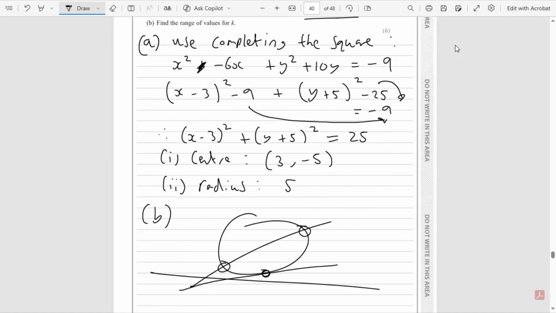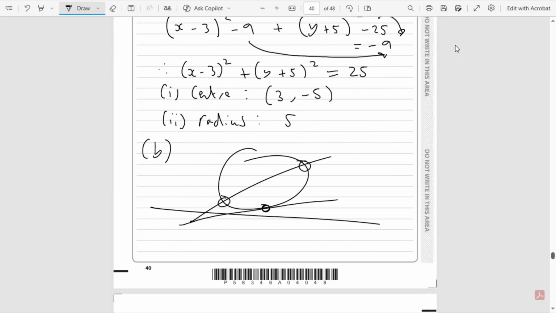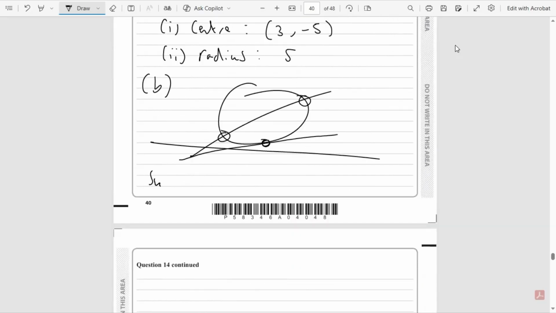So one way we could go about this is just to literally sub this equation into the circle, okay? Because when you sub y equals something into another equation, that allows you to find points of intersection. So let's just do that. It just makes logical sense to do that. So what we'll do is we'll sub y equals kx into the circle.